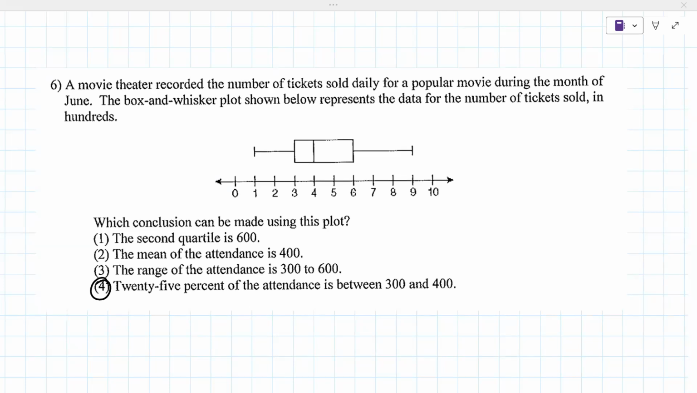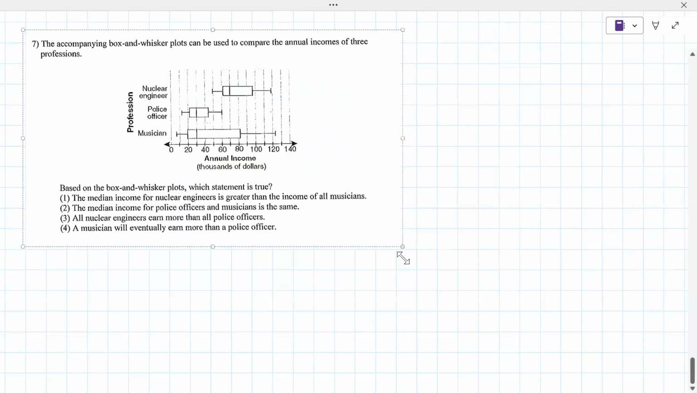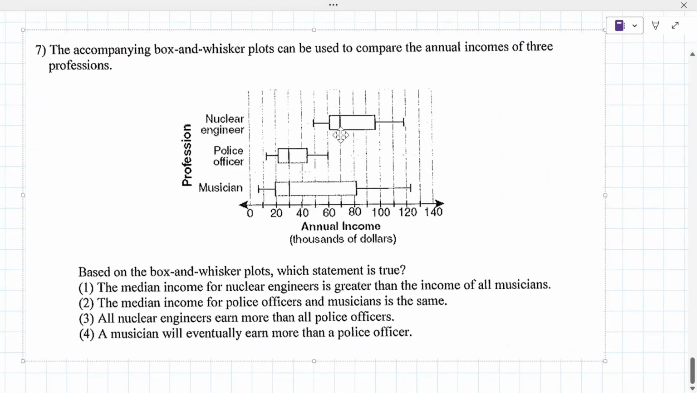So, the next type of problem. Here is another problem for you to look at. Sometimes they have you compare more than one box and whisker plot. There's one for nuclear engineers, one for police officers, one for musicians, and they're all plotted on the same axis, but you can basically decide which one is true. But you have to read through and interpret all of them.